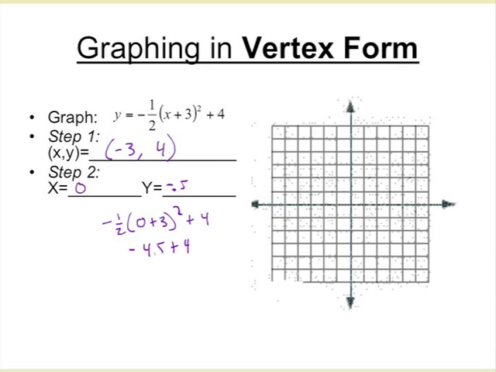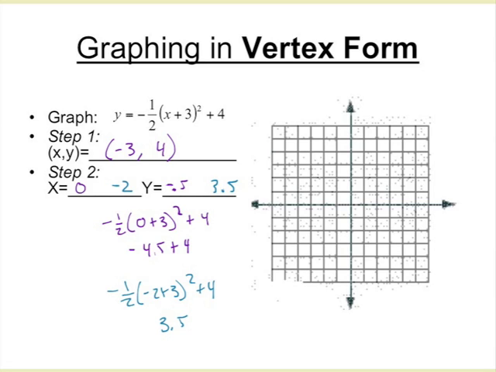Or another option is to always plug in something that's right next to your vertex. So another choice is I could plug in a -2. And if I plugged in a -2, I get -1/2 (-2 plus 3) squared plus 4, which is 3.5. You don't have to do both of those, I'm just showing you some different options.